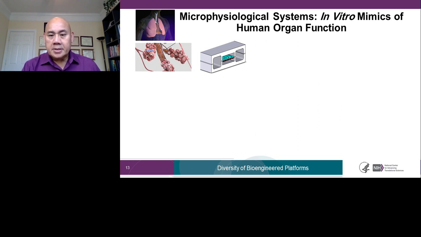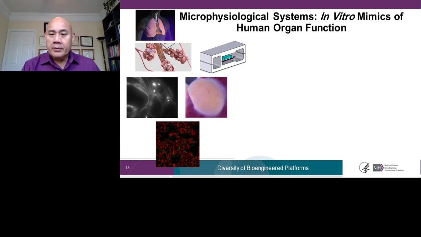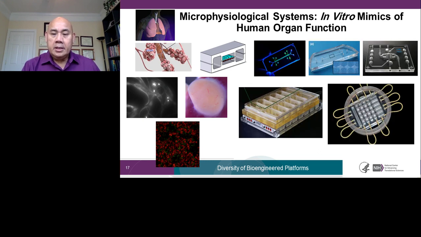So the process of the stretch actually stimulates the lung cells to form surfactants and be much more responsive and representative of the actual condition in the air sac. And I'll show a demonstration of that later on. So there are a number of engineered platforms that are now represented in the NIH tissue chips program.